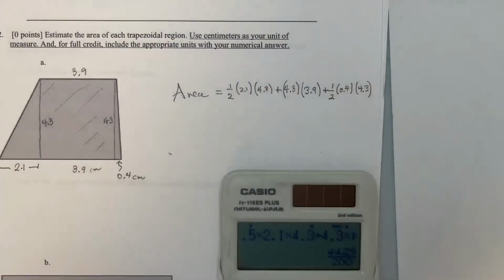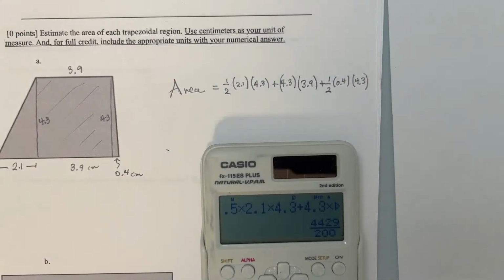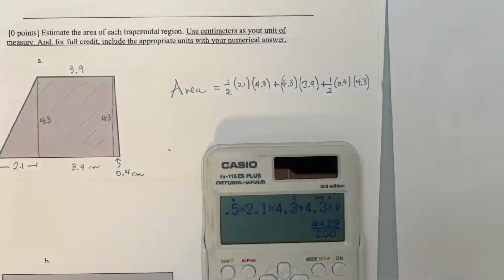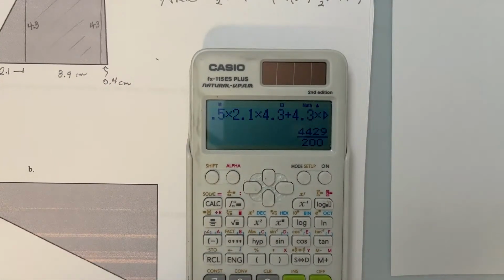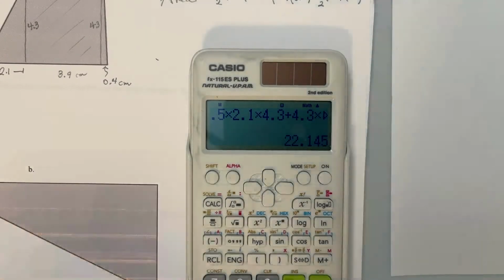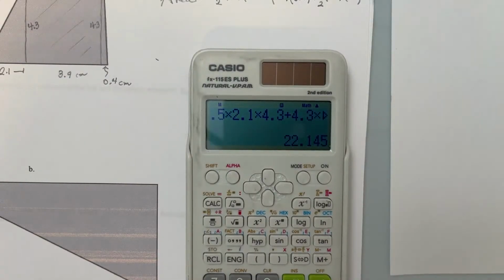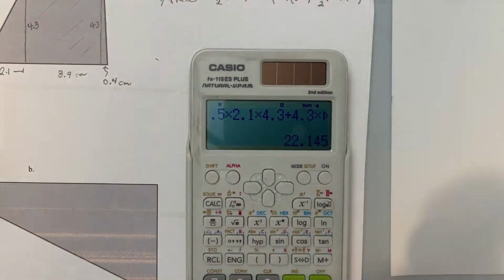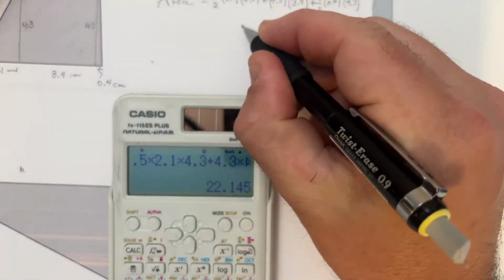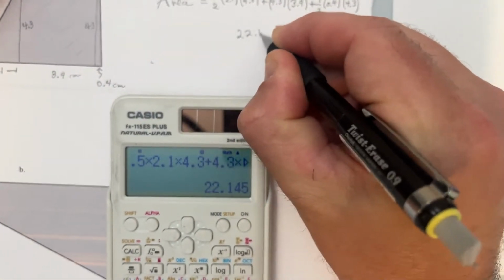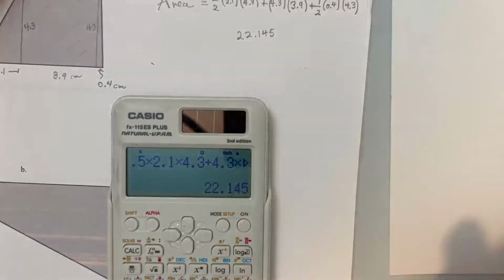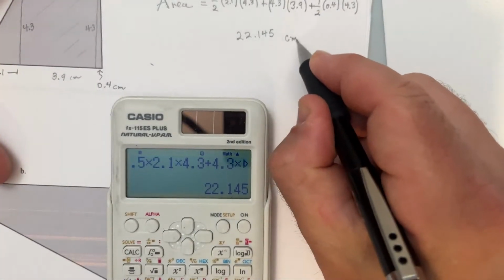So I'm doing a bunch of typing over here, sorry. So that was just typing in what's above. I'm using 0.5 instead of 1/2. It spits out this. I'll press this button here. So here's an okay decimal. Include units. Didn't say to do any further rounding, so I'll just write this. So this would be 22.145. And this is square centimeters.